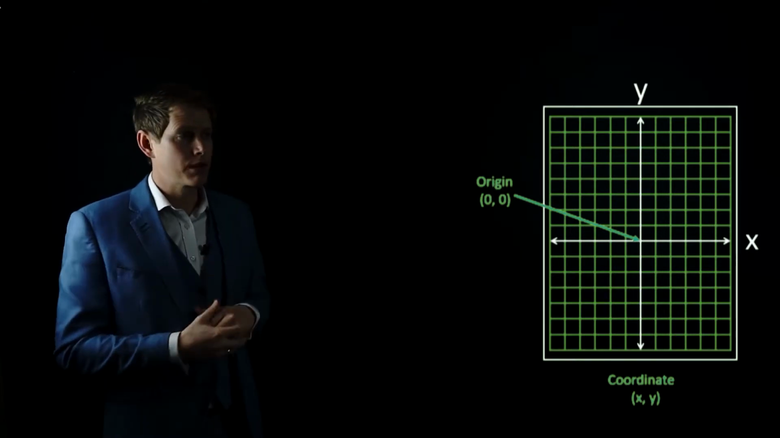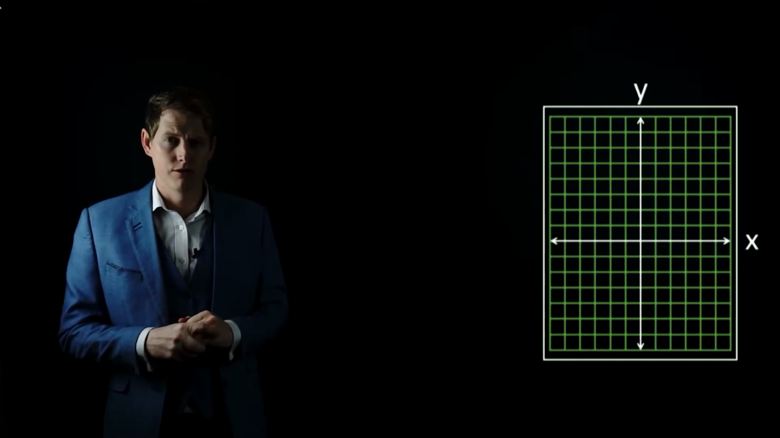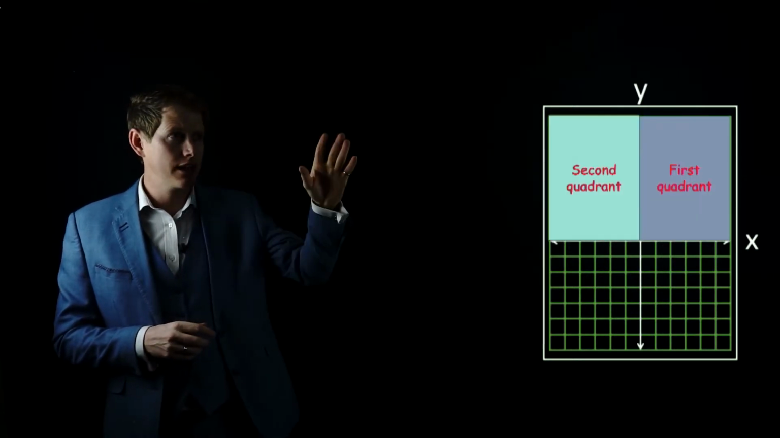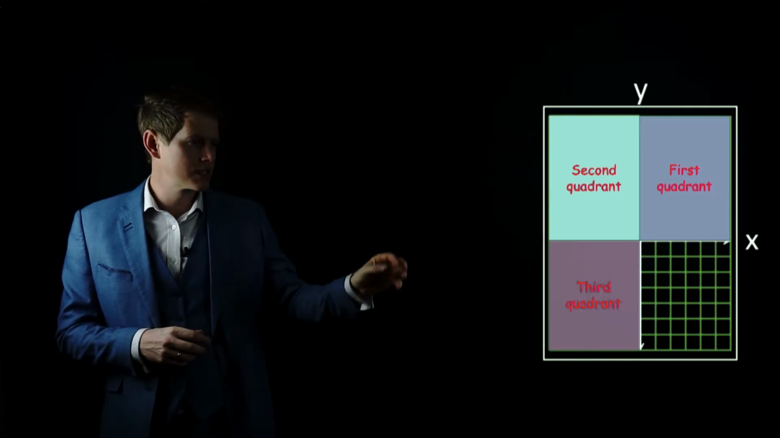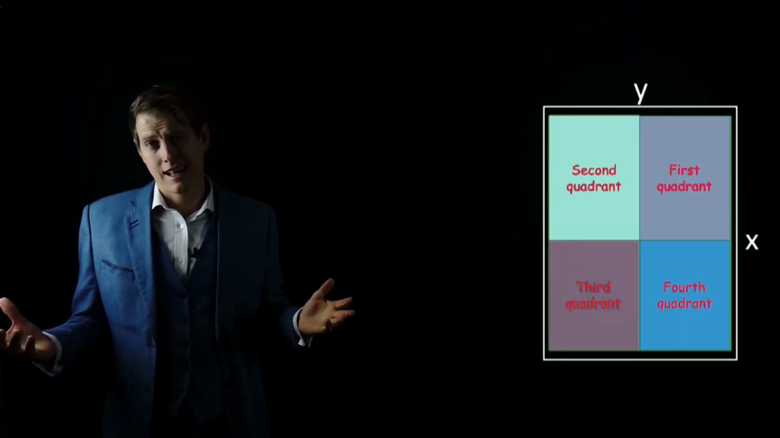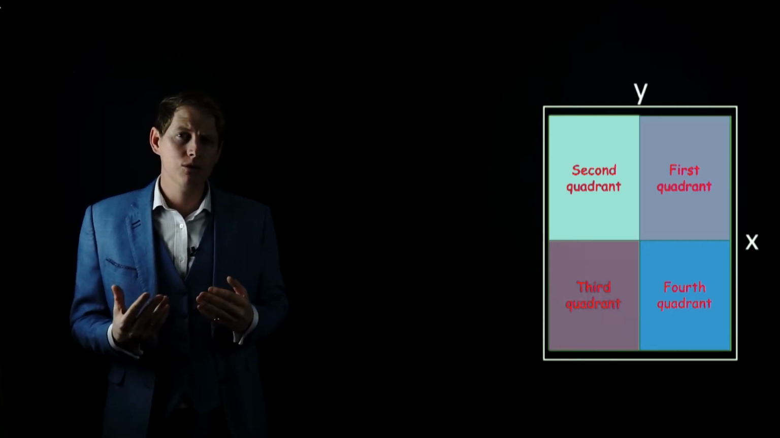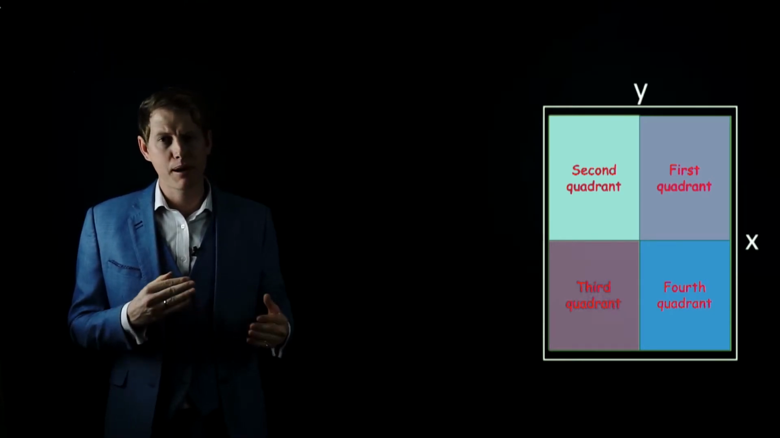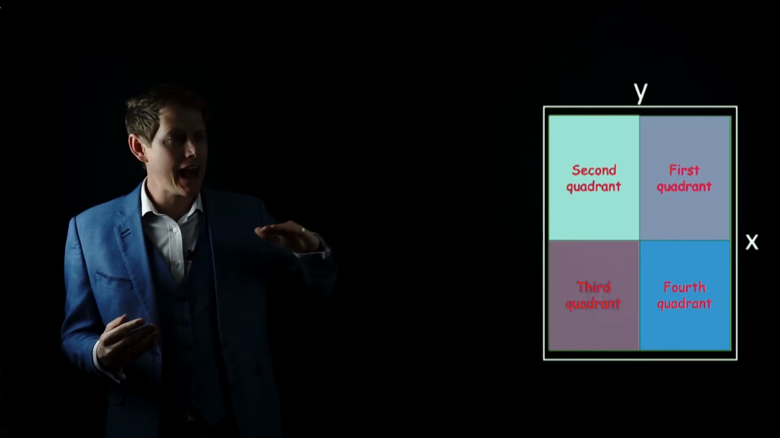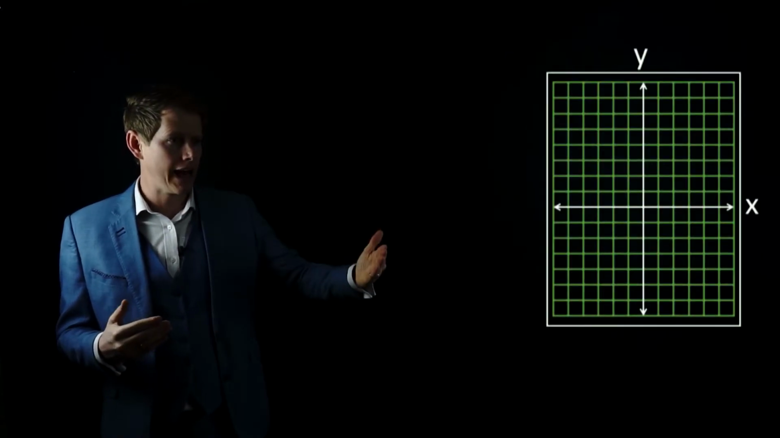Now the Cartesian plane is split into 4 quadrants: our first quadrant, second quadrant, third quadrant, and fourth quadrant. And we're going to start there. That's a great place to start. So how do we recognize graphs that are parallel to either the x-axis or the y-axis?